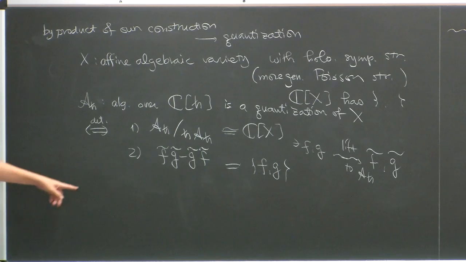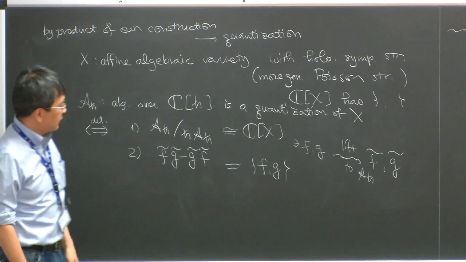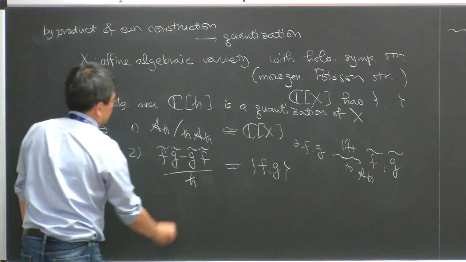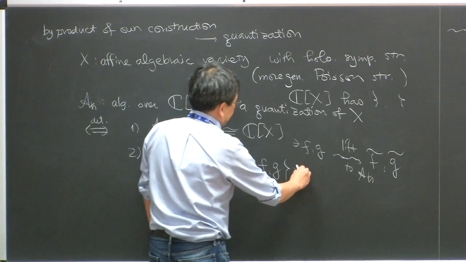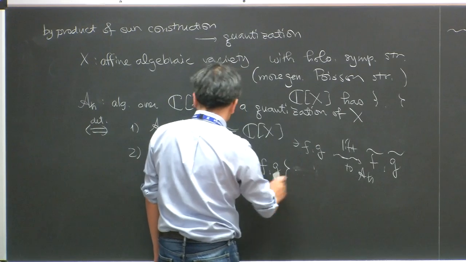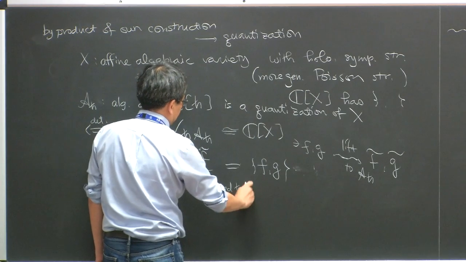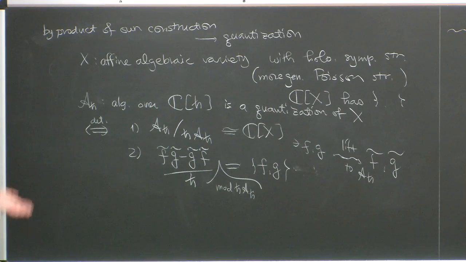Then at h bar equal 0, this becomes a commutative ring. So if you take the commutator, this is divisible by h bar. So this is equal to the Poisson bracket modulo h bar. So this is the usual way to define the Poisson bracket.